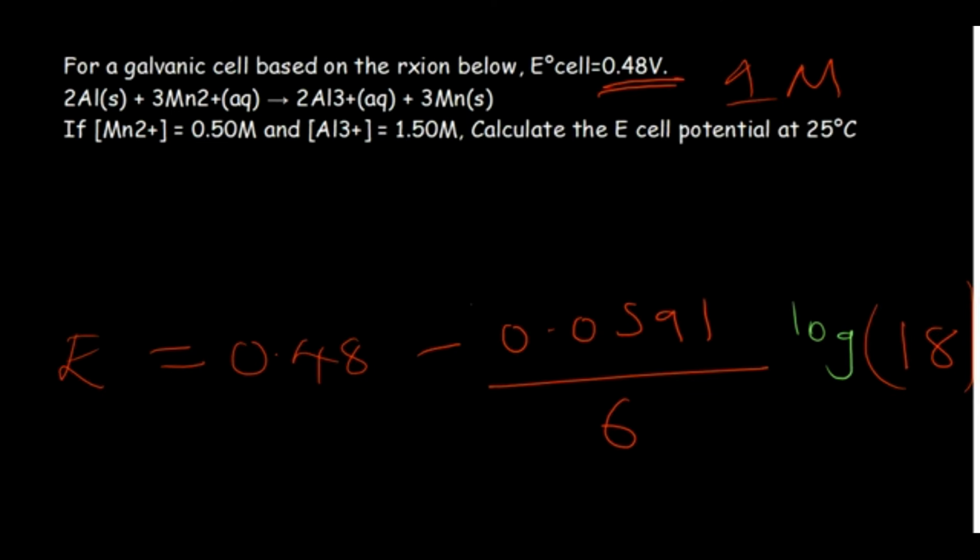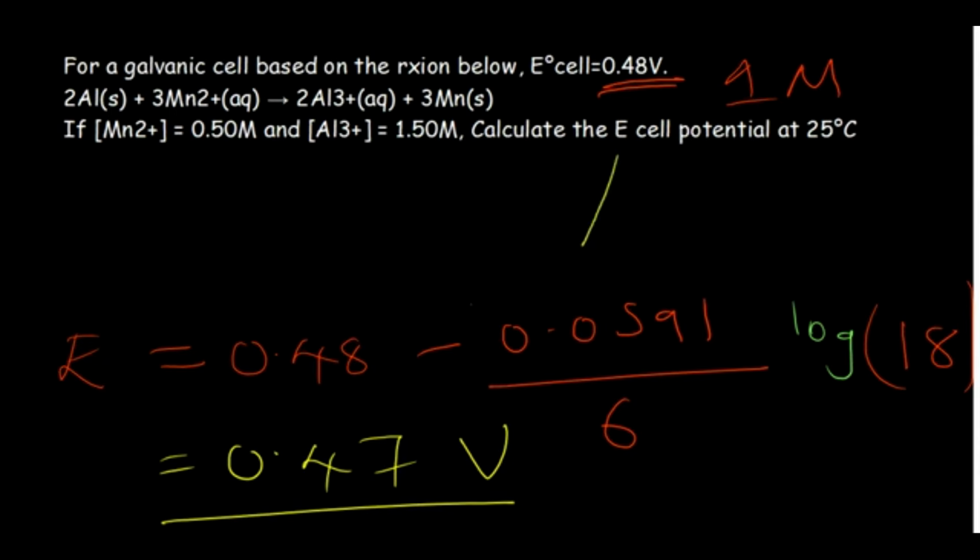So now try to perform the calculation. Of course, we'll start with log 18, and then I'll multiply that by 0.0591, divide by 6, and then subtract from 0.48. So what I'm getting is 0.47 volts, which is basically less than the standard cell potential. This is what we have as a non-standard cell potential, and this is how helpful this equation is.